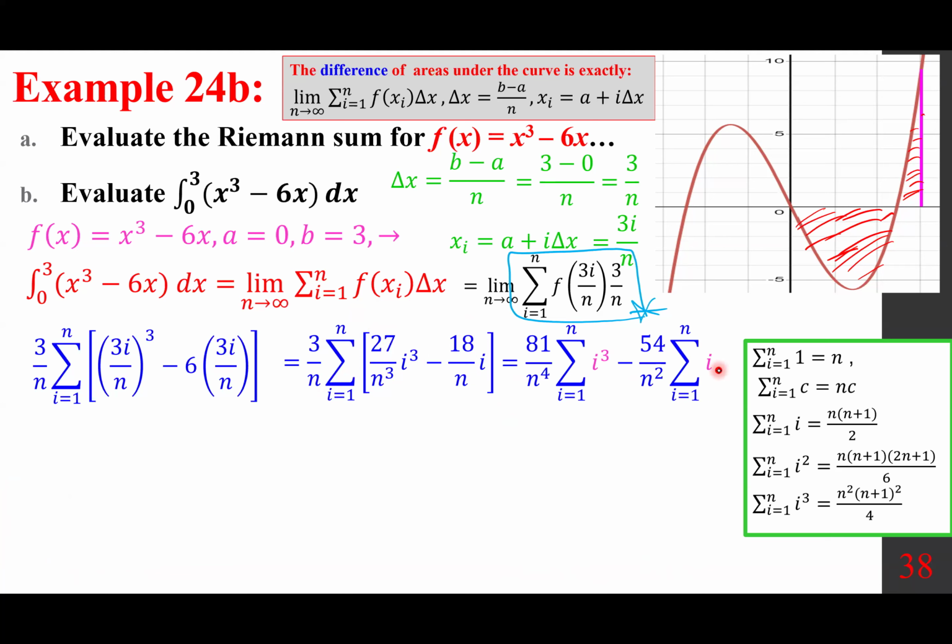The reason we can take out the 81 over n to the power of 4 or 54 over n squared is because the summation applies to i. It is i that goes from 1 to n. Okay, so we want to make sure we understand that.